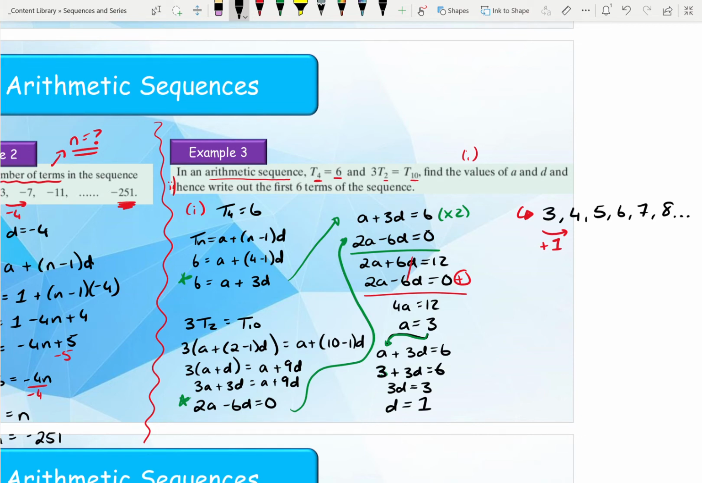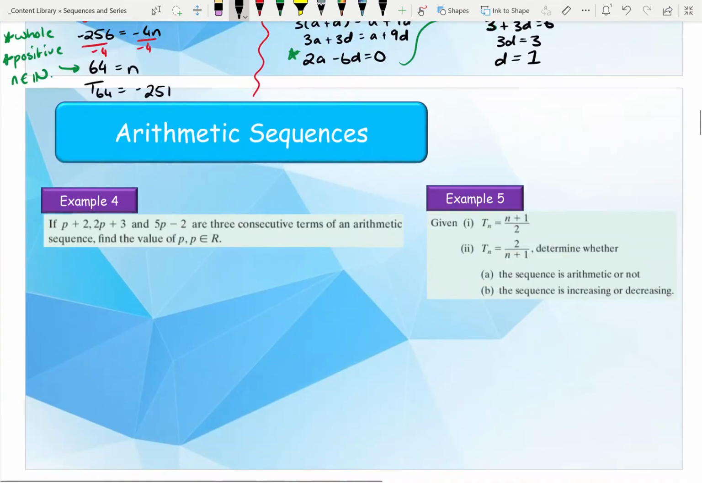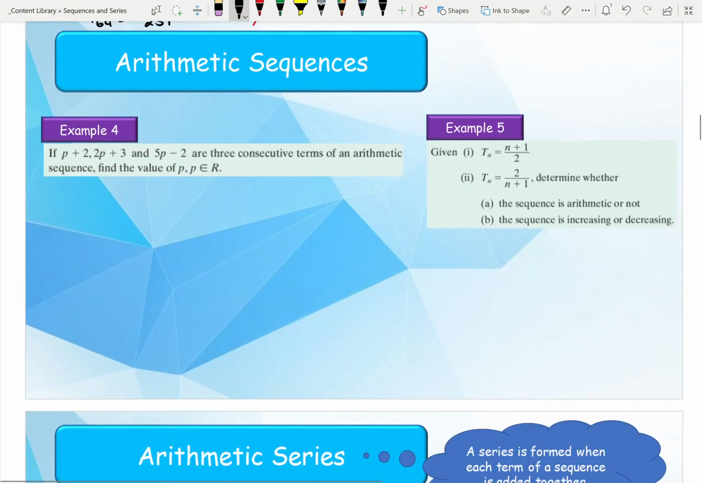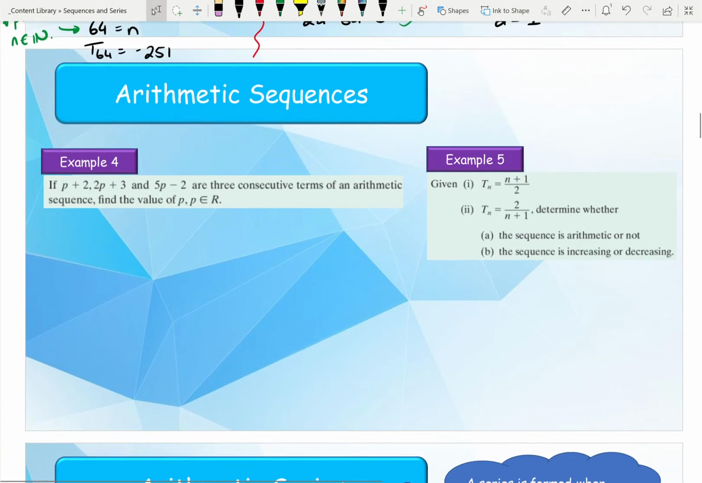So again, guys, that's now example 3. So if you want to pause the video here, take a second to go over it or to try it yourself. We're then going to move on to example 4 and example 5, which will be our last two in our arithmetic sequences.